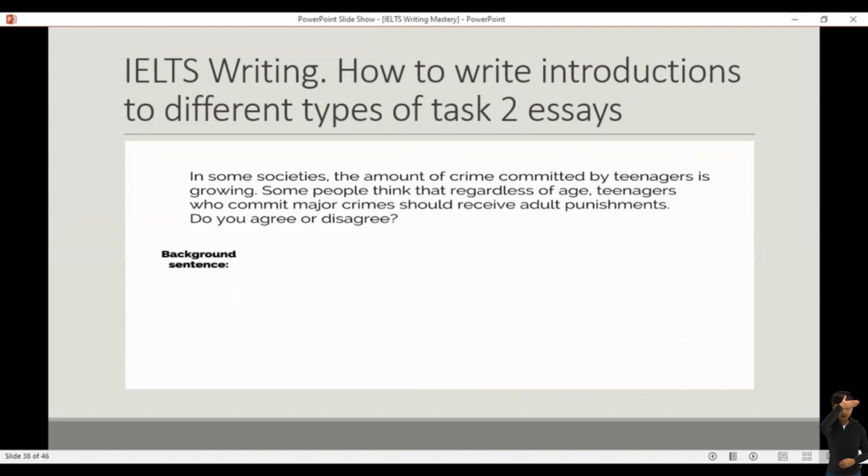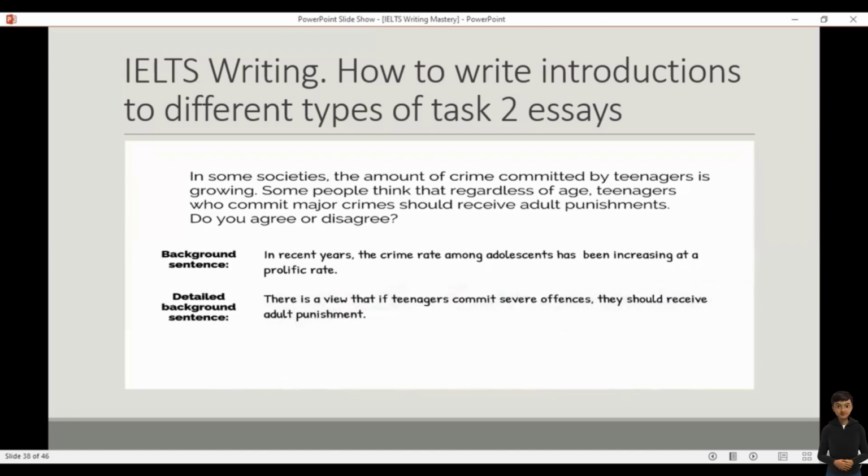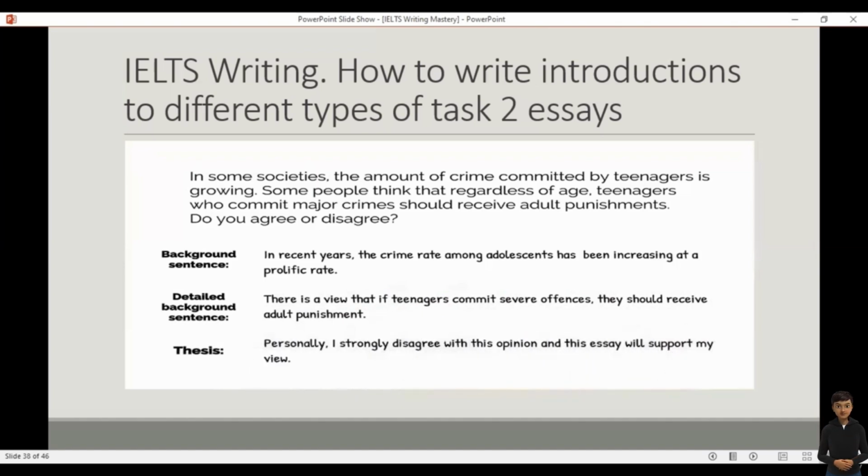Background sentence. In recent years, the crime rate among adolescents has been increasing at a prolific rate. Detailed background sentence. There is a view that if teenagers commit severe offences, they should receive adult punishment. Thesis. Personally, I strongly disagree with this opinion, and this essay will support my view.